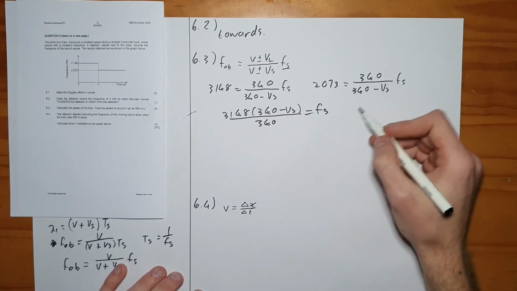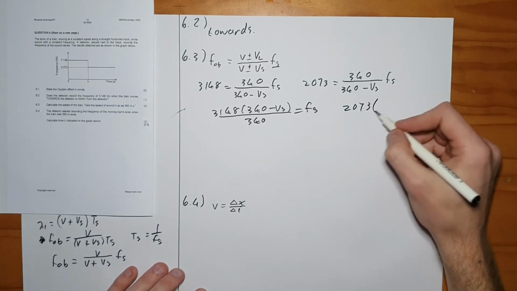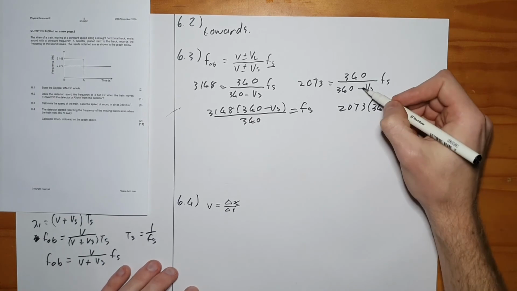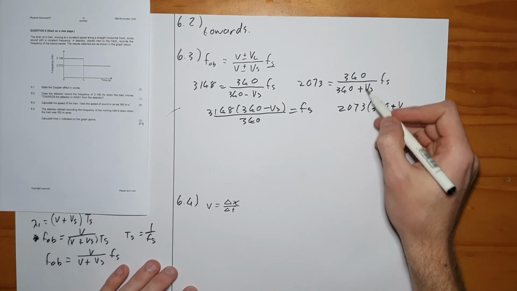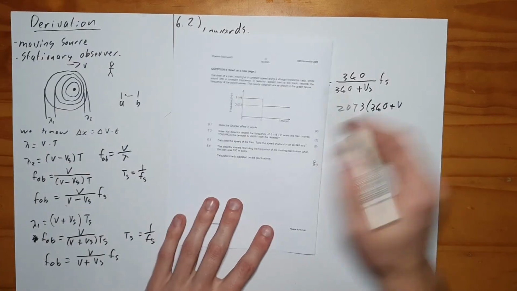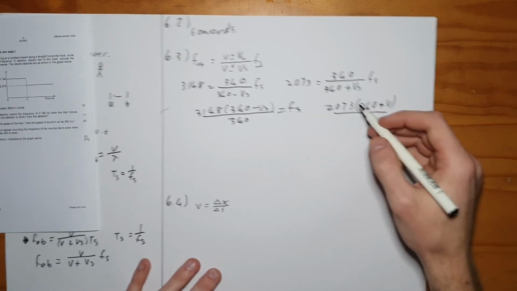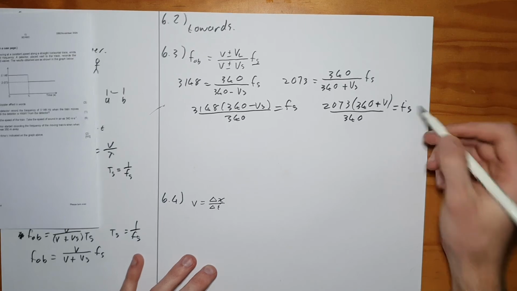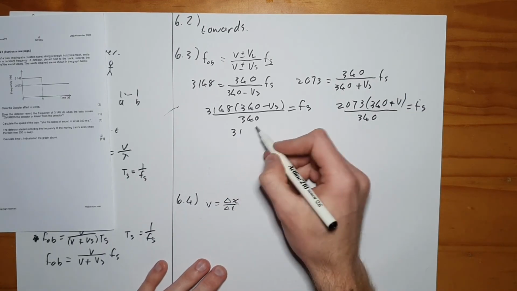And on this side we can do the same, 2073 times 340 minus, this one should be a plus because we're moving away. My mistake there. So this should be a plus because it's moving away, so we have a lower frequency. Then that's all over 340, and that equals fs. Now we can equate these two together, which means we'll end up with the following.